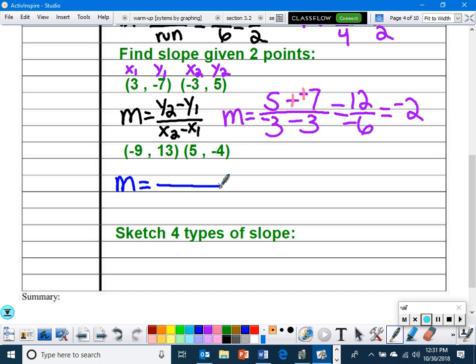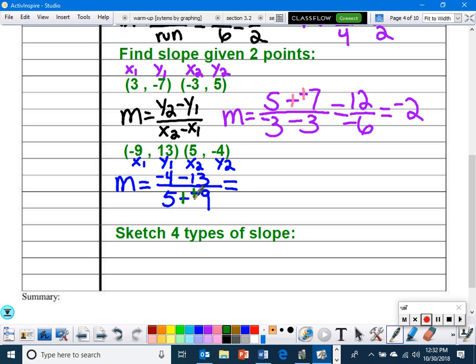Again, I'm going to label. This is x1. This is y1. This is x2. This is y2. All right, so that would be negative 4 minus 13. 5 minus negative 9. Again, I have a minus a negative. This is where we need to switch the signs.